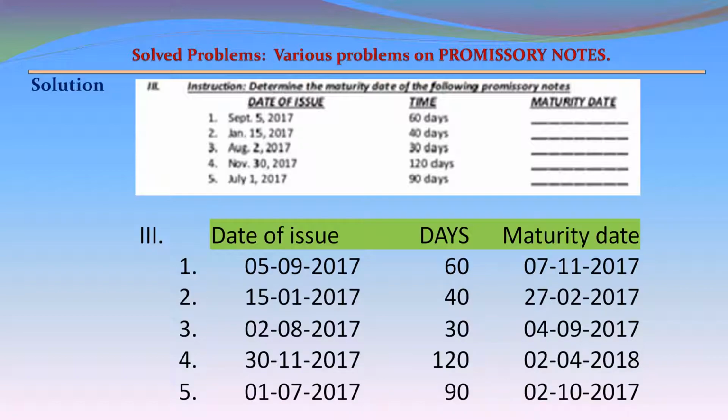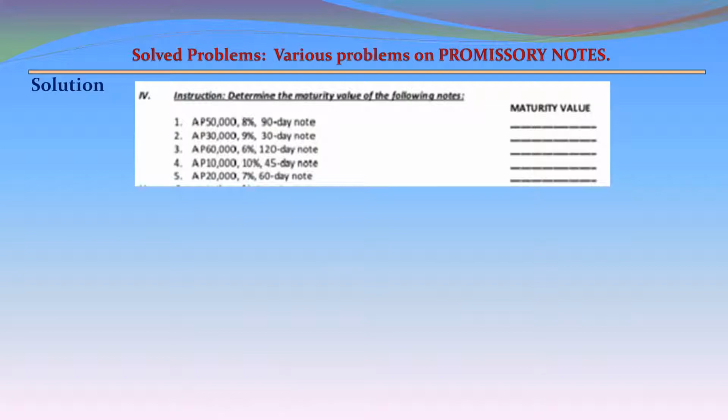Date of issue 5/9/2017, 60 days, maturity date including grace period of 3 days is 7/11/2017. Number 2. Date of issue 15th January 2017 for 40 days. The maturity date comes to 4th September 2017 including the grace period of 3 days. Determine the maturity value of the following notes.